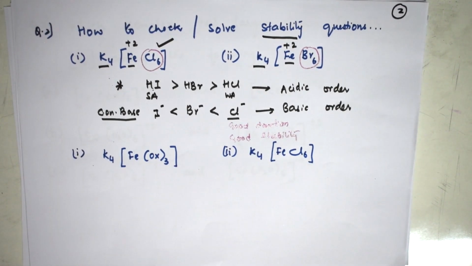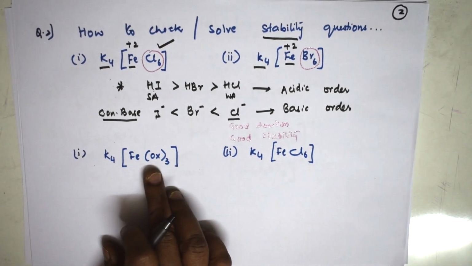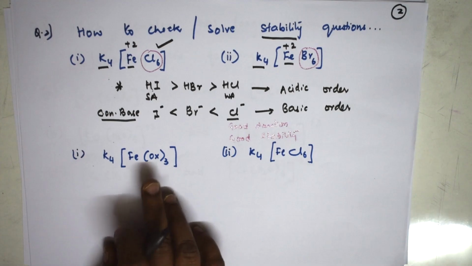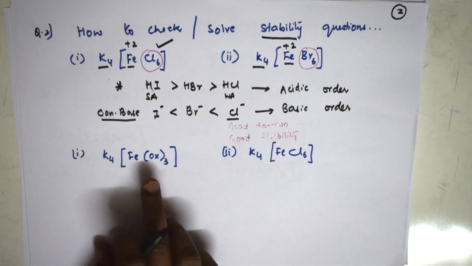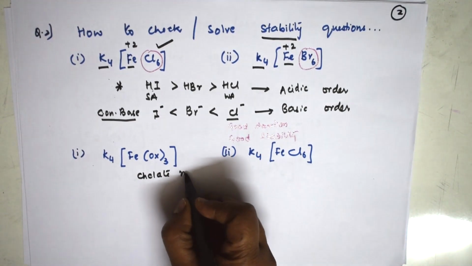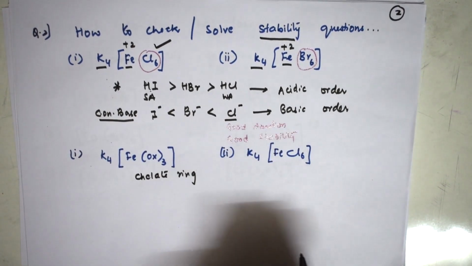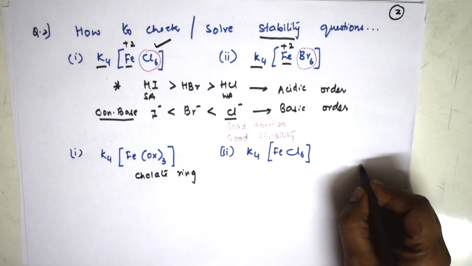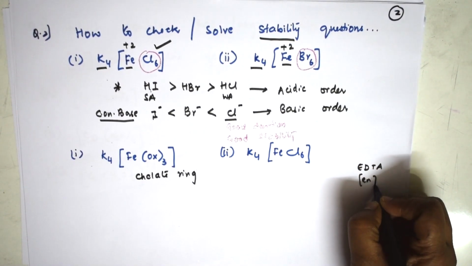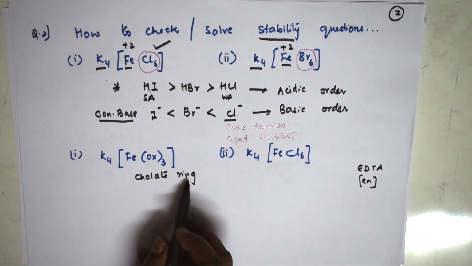Now let us come to the next question. Here they have given oxalato, that is your chelating ligand. This is where all the rings are formed. Correct? Now check here. This is a chelate, means it forms a chelate ring. What are the other chelate rings? Examples are EDTA. Wherever you find EDTA, ethylenediamine, we mention it as EN, isn't it? Right. So this is a chelate ring.